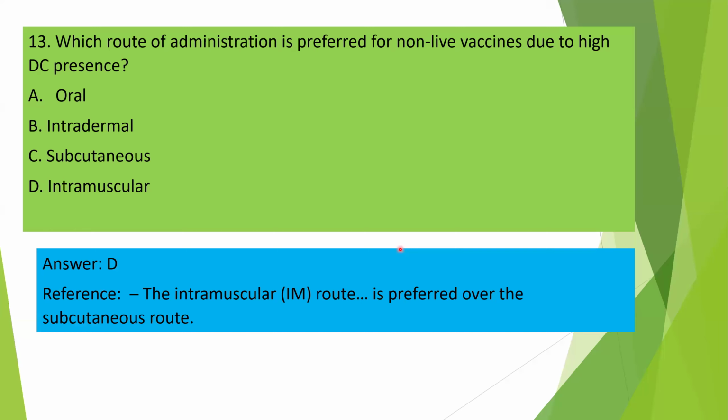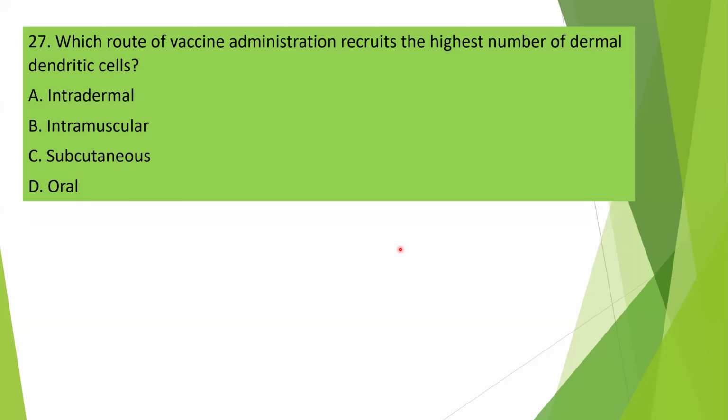Now this is in one question. In question number 13 in an MCQ book, they have written intramuscular. I will discuss about it, it is preferred over the subcutaneous route. Agreed. Now the next question is: which route of vaccine administration recruits the highest number of dermal dendritic cells? This is question 27. I mixed it to make you understand.